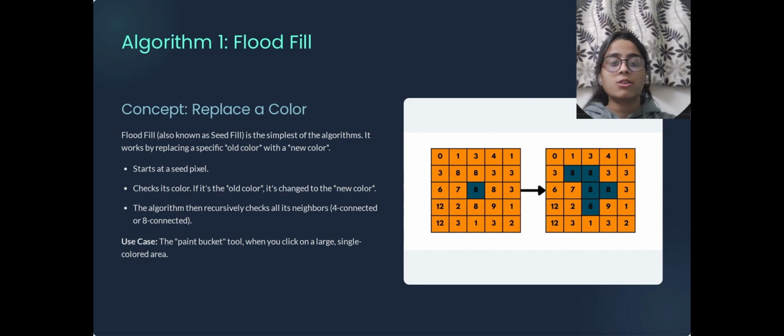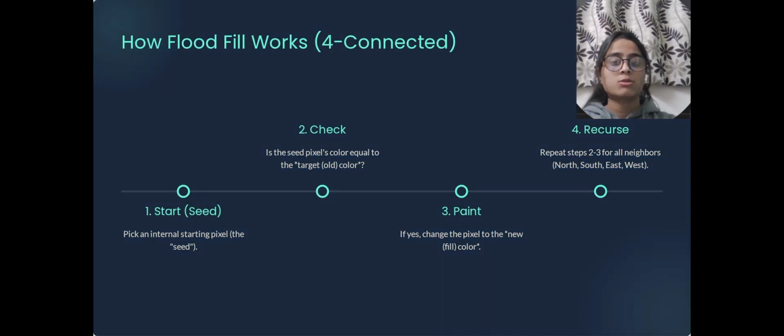Now, how does the flood fill algorithm work for four-connected points? Let's break it down into steps. Firstly, we'll assume a four-connected algorithm, meaning it only checks neighbors to the north, south, east, and west. You pick your seed pixel, that's where you start, and you check. The algorithm asks, is this pixel's color the one I'm supposed to replace or not? If the answer is yes, it changes the pixel to the new fill color, and it then calls the exact same function on all of its neighbors, repeating the process. If a neighbor is already the new color or if it's the boundary color, the process for that branch stops.